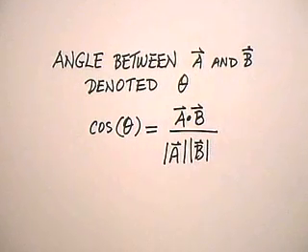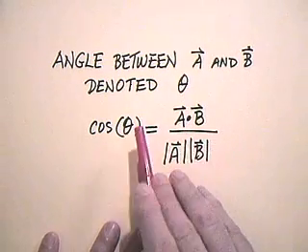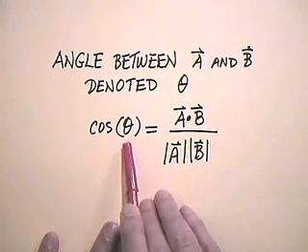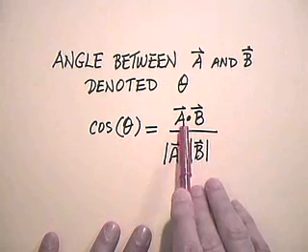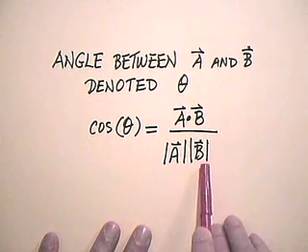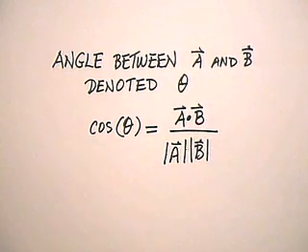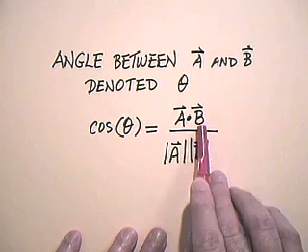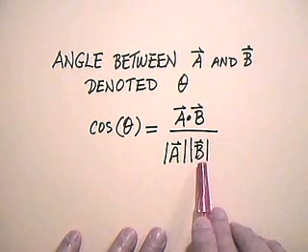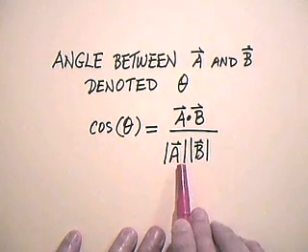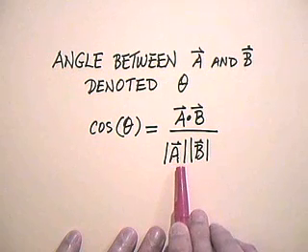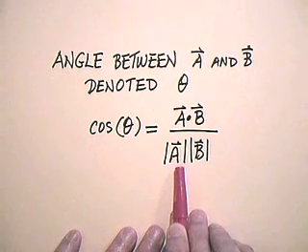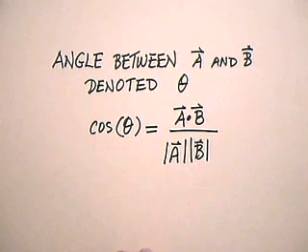The angle between vectors A and B, denoted theta, is given by cosine theta equals dot product of A with B divided by the product of the lengths. So anytime you want to find the angle between two vectors A and B, just take their dot product, compute each of their lengths. Notice to compute the length of A, we take the dot product of A with itself and then take the square root. Likewise for the length of B.